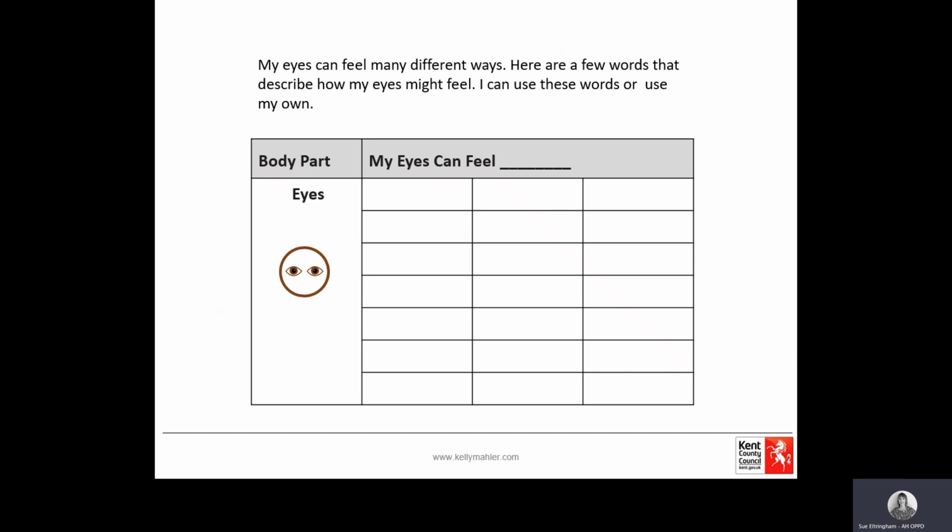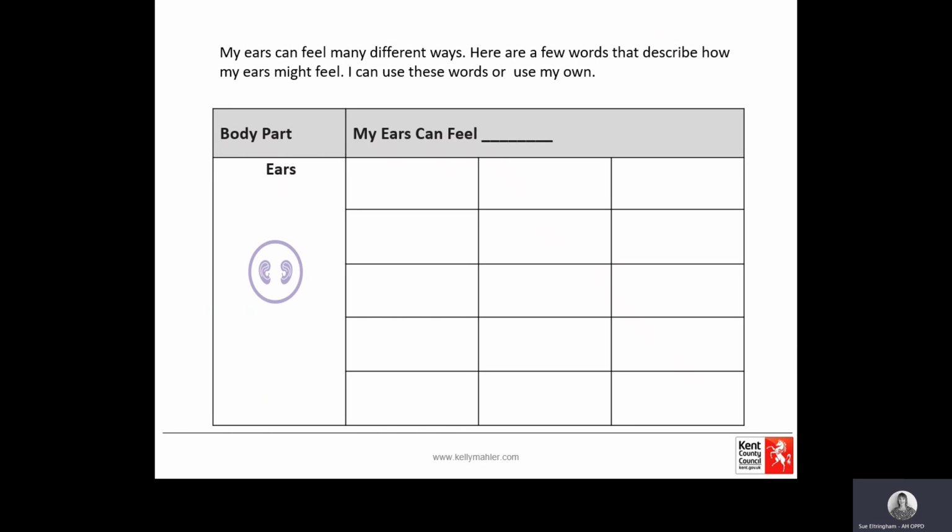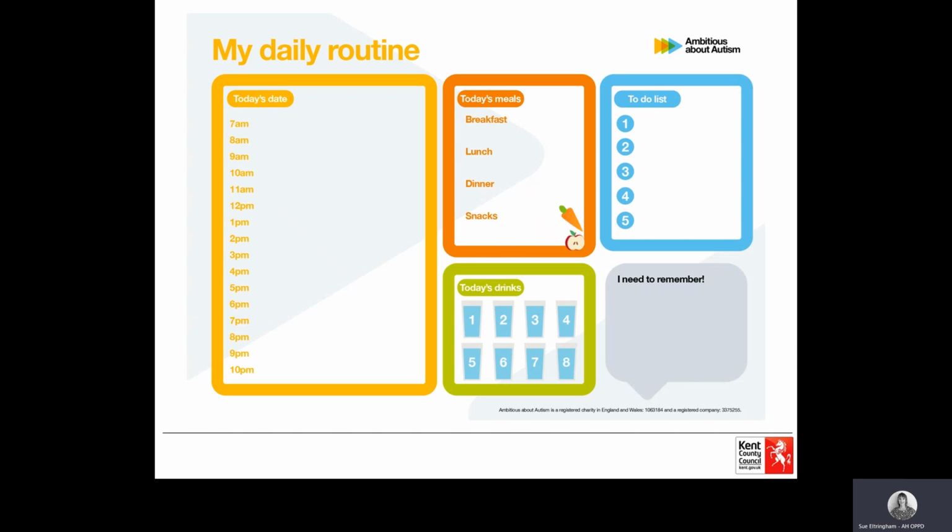So here are just some of the resources you might find useful. Here's a blank chart you can use to describe how your eyes can make you feel. And the same, a chart that you can use to describe how your ears can make you feel. Now, this is just a sample routine planner, which can be adapted or just as a template. And you might try adding in certain times of the day where you want quiet times with less stimulation.